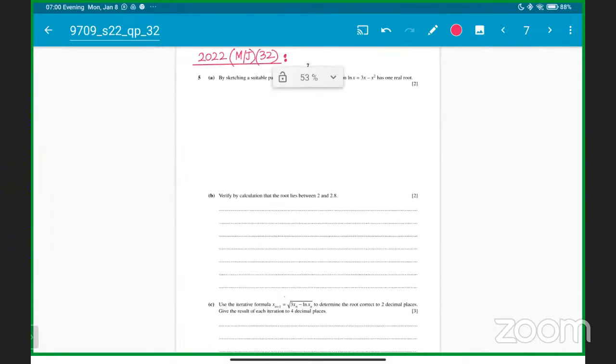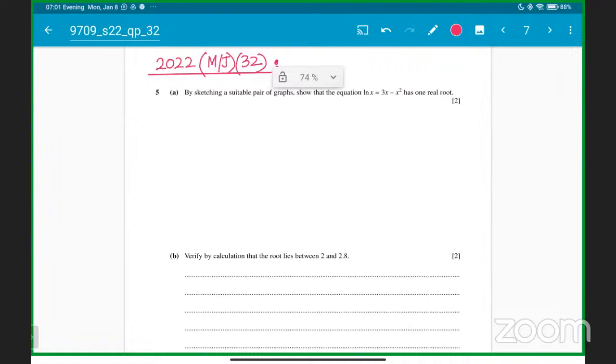First, we have to do the sketching. So I'll be explaining sketching as well. The remaining parts are the calculations, verifying by calculations and using the iterative formula, okay? So how do you sketch the suitable pair of graphs? Let's read the question. I'll give a couple of minutes for reading the question, okay?